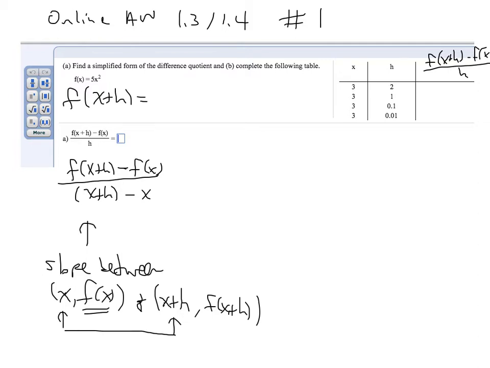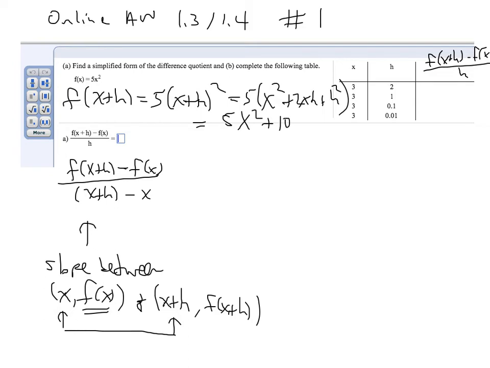So if f of x is 5x squared, then f of x plus h means 5 times x plus h squared. All I've done is taken the x plus h term and substituted for the x. And so now I'm going to expand this. So x plus h times x plus h with FOIL is x squared plus 2xh plus h squared. And then I have this 5 that's sitting there waiting to be distributed. So I'll have 5x squared plus 10xh plus 5h squared. So that is just what the f of x plus h part is.